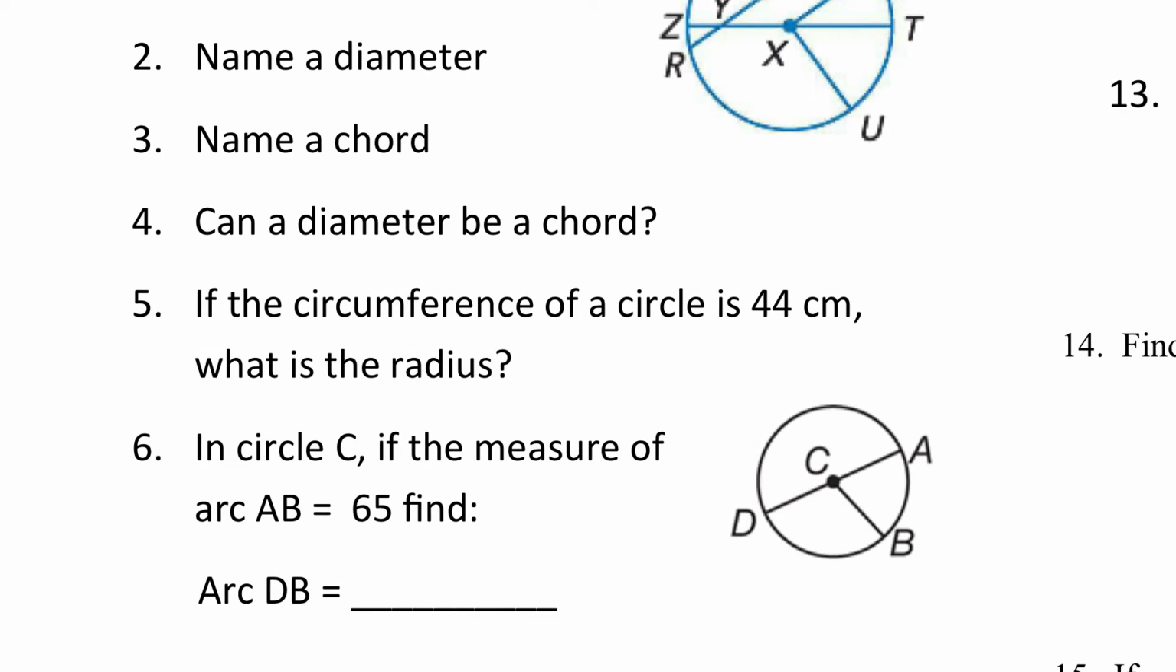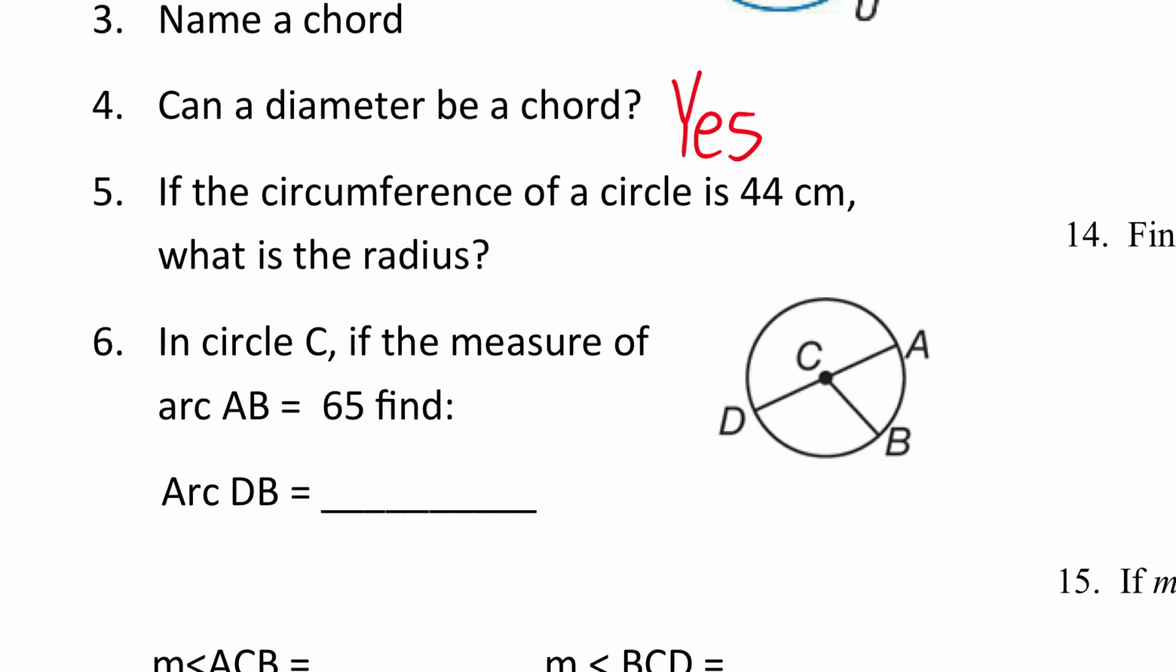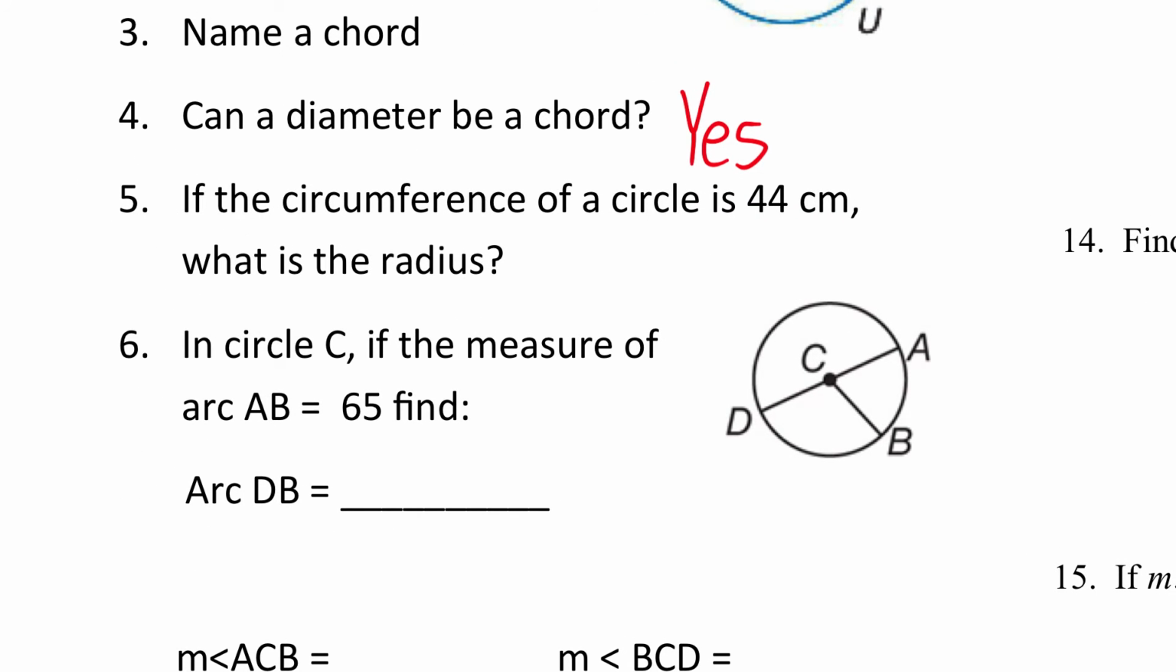Okay, number 4. Can a diameter be a chord? Yes. In fact, a diameter is always a chord. Okay, number 5. If the circumference of a circle is 44, what is the radius? 22. Okay, and that's what everybody says, but if it said the diameter is 44, then the radius would be 22, but this is not talking about the diameter, it's talking about the circumference being 44.